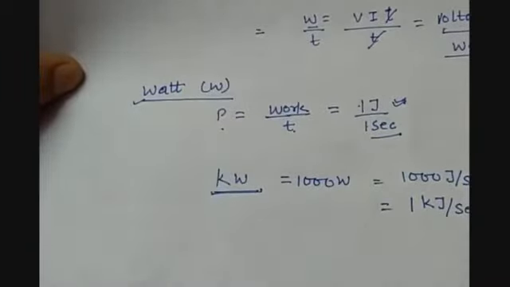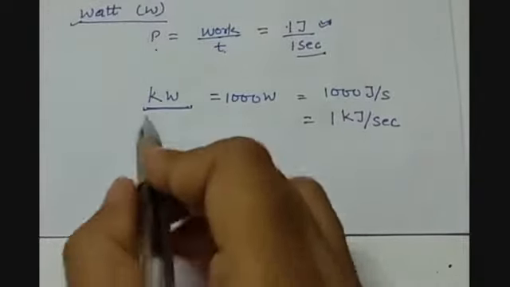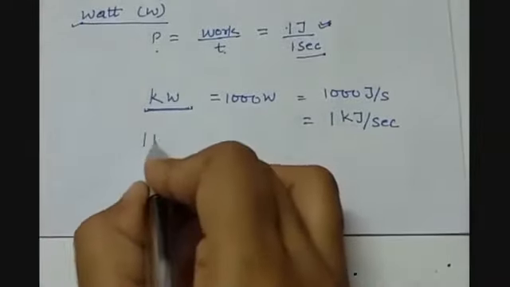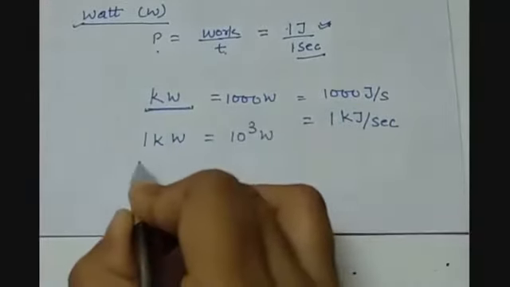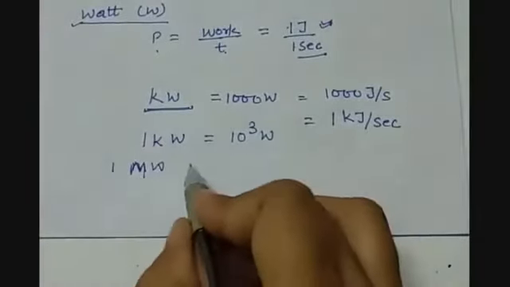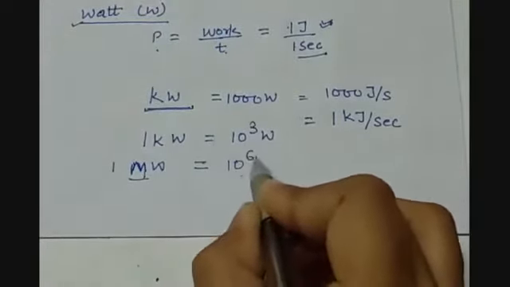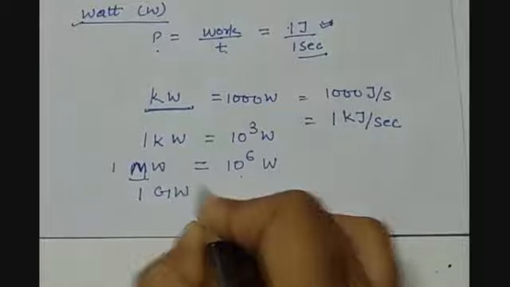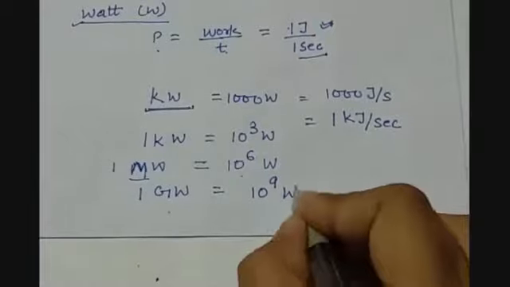We have some bigger units of power as well. The bigger units are kilowatt, which we have seen is equal to 1000 watt, or 1 kilowatt is equal to 10 raised to power 3 watt. Then we have 1 megawatt, and mega is always having a power 6, that means 10 raised to power 6 watt. Then we have 1 gigawatt. Giga means 10 raised to power 9, so 1 gigawatt is 10 raised to power 9 watt.